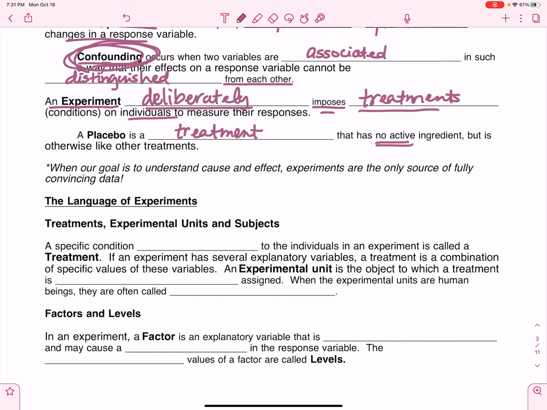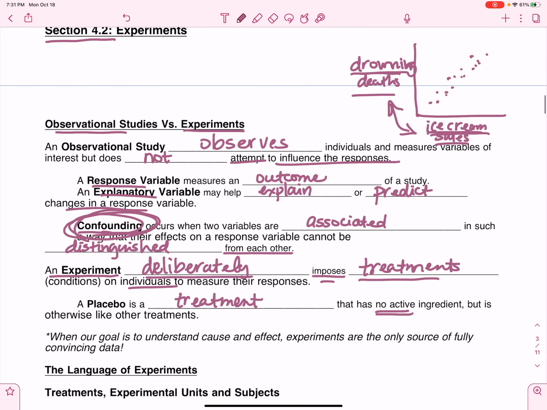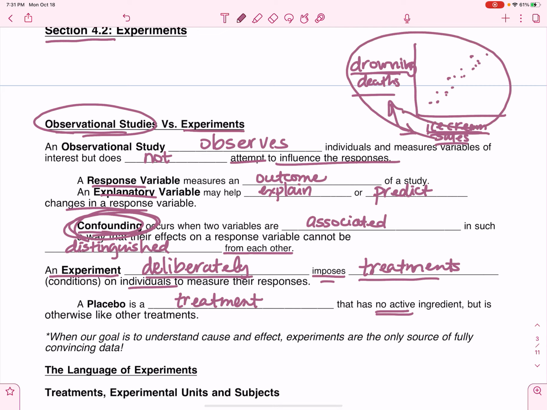Okay, so keep in mind that when you're dealing with an observational study, all you can really do is gather data and look at trends, kind of like our linear regression, all right?